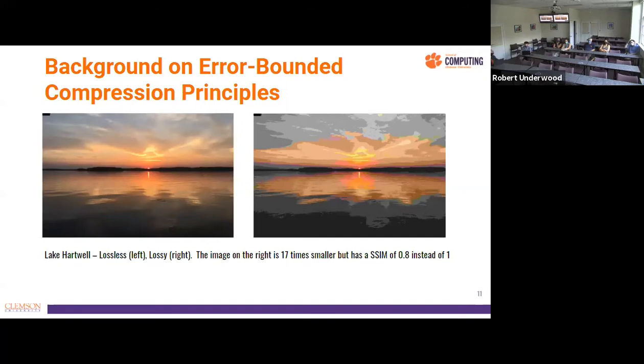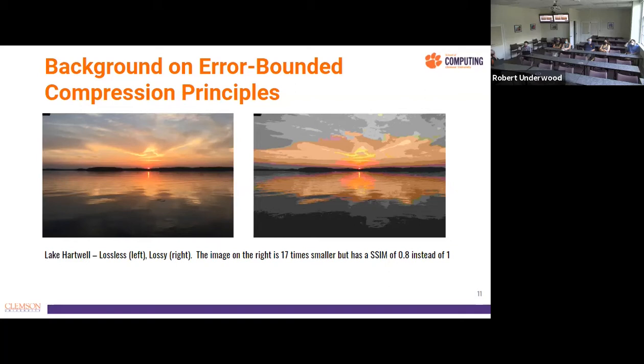So what we see here are two pictures of Lake Hartwell, which is near Clemson. On the left, we have a losslessly compressed image. On the right, we have a lossily compressed image. You can probably tell that the picture on the right is still a lake, even though you can also tell that the quality has been degraded. The picture on the right is 17 times smaller than the picture on the left, which kind of gives you an intuition as to why we might want to use something like this.